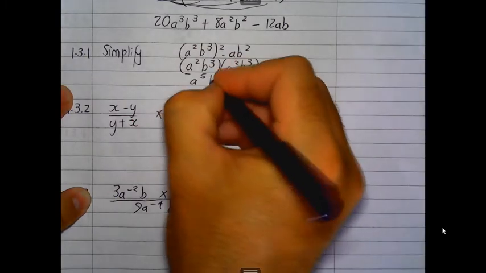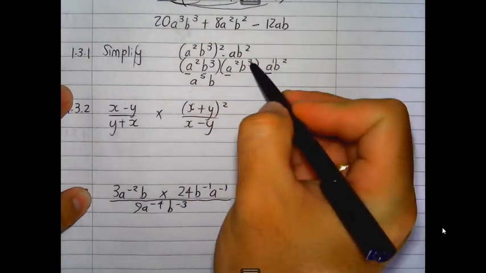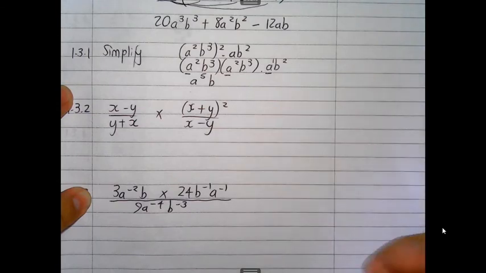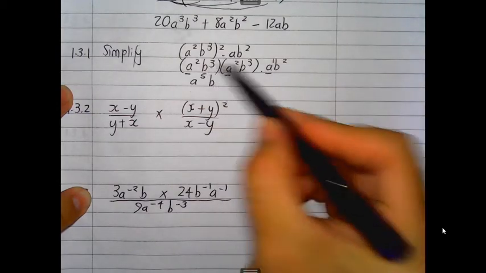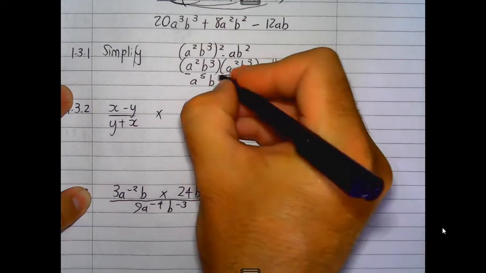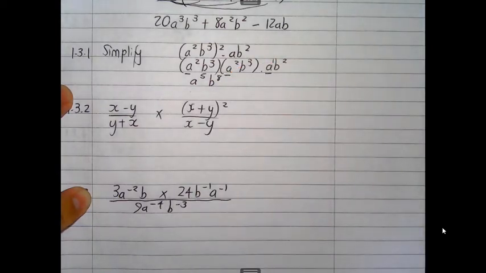And in the same way, b cubed, b squared, how many b's are there? There's 3, 6, 7, 8. So your final answer will be a to the power 5 times b to the power 8.